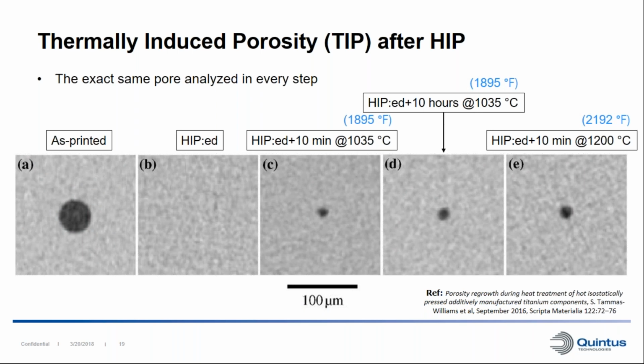Here they have actually been able to identify one single pore and look at that in all the conditions. So this is the same pore in all conditions, and we have the as printed pore here. Then we hip it, and it's so small that we can't detect it. And then we can see after heat treatment it enlarges a little bit. One thing to notice here is that even after 10 hours at 1035 Celsius, the pore doesn't grow to its initial as printed size.